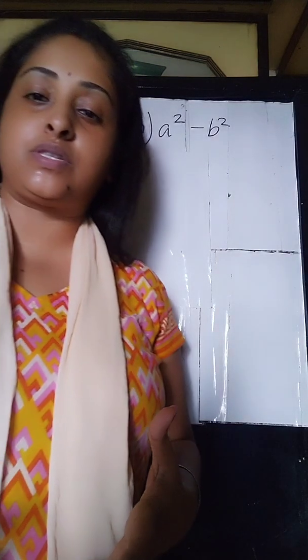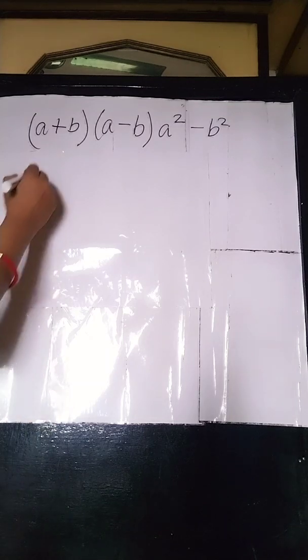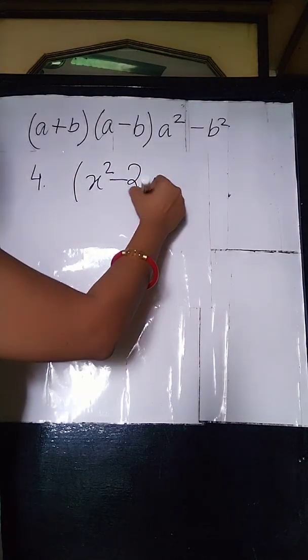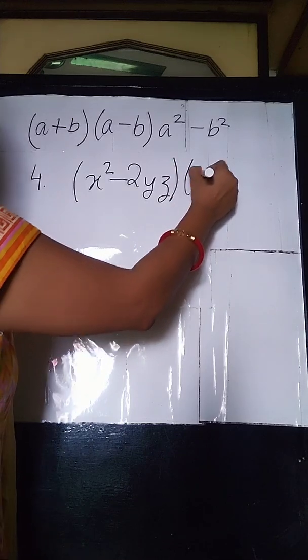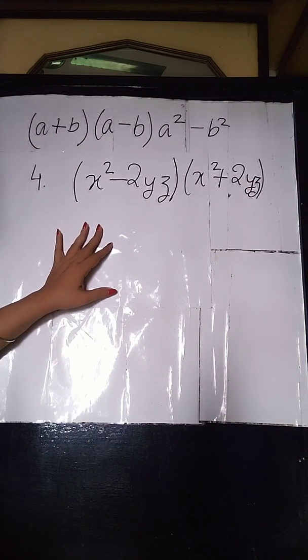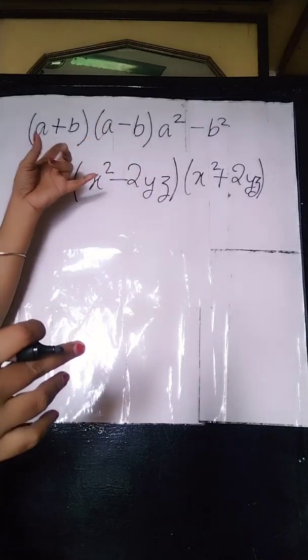Now we will go to a little bit tougher, more difficult sums, where the first term and the second term can be a little confusing. For example, sum number 4. In sum number 4 it is given that x² − 2yz and x² + 2yz. You are asked to simplify this sum by applying the formula (a + b)(a − b) or (a − b)(a + b).